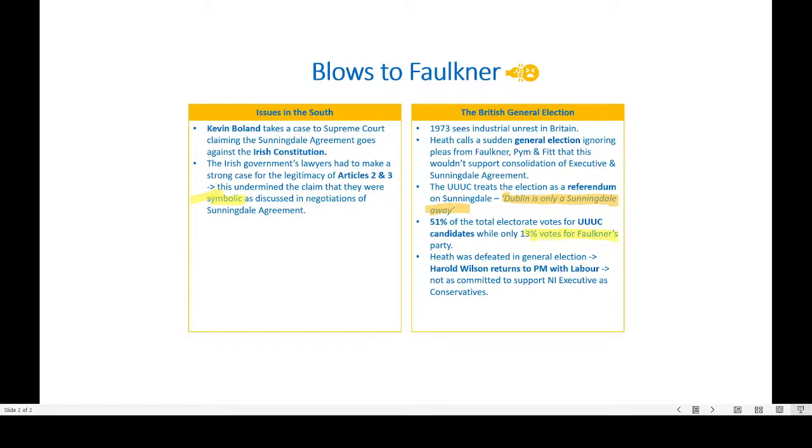So showing the deterioration in popularity for Faulkner. So Heath was defeated in this general election. Harold Wilson becomes Prime Minister with the Labour Party in Britain, and he just wasn't as committed to support this new Northern Ireland power sharing executive as the Conservative government as Heath were, essentially just because he didn't create this policy. This wasn't his plan, this wasn't his solution to the Northern Ireland question, so he just wasn't as committed as Heath was to get this over the edge.